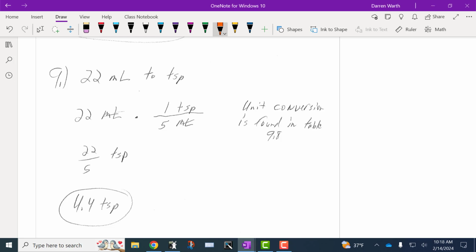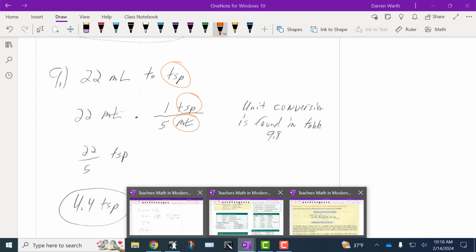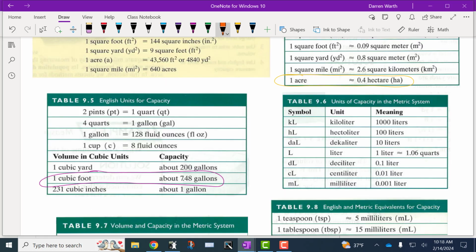So when you're doing your dimensional analysis, remember whatever unit that you want to keep, you put in the numerator. So we're putting teaspoons in the numerator. And then whatever you want to get rid of, you're going to put in the denominator, and that's going to be milliliters. Once you're done doing that, go ahead and find that unit conversion. When you go to your conversion chart, go ahead and find the conversion from teaspoons to milliliters.